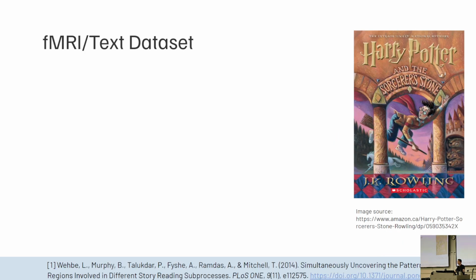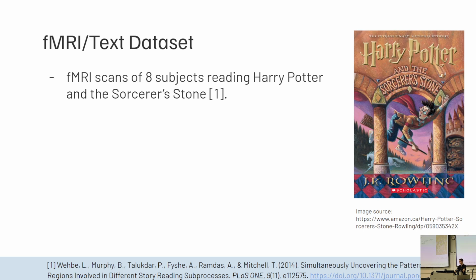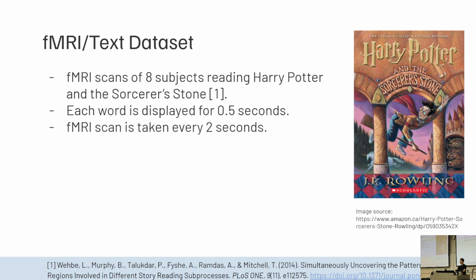The fMRI text data set that we were working with was from another paper that also worked with fMRI and perceived text. It had the fMRI scans of 8 subjects reading Chapter 9 from Harry Potter and the Sorcerer's Stone. The way they had it set up, they were in the fMRI machine, and they were shown each word on a screen for half a second, and then an fMRI scan would be taken every 2 seconds. So there were about 4 words associated with each fMRI scan.